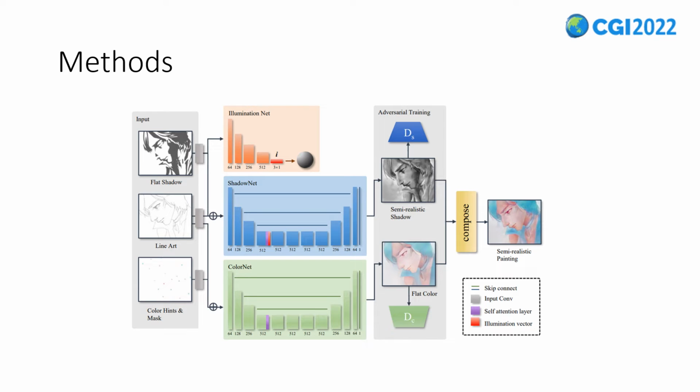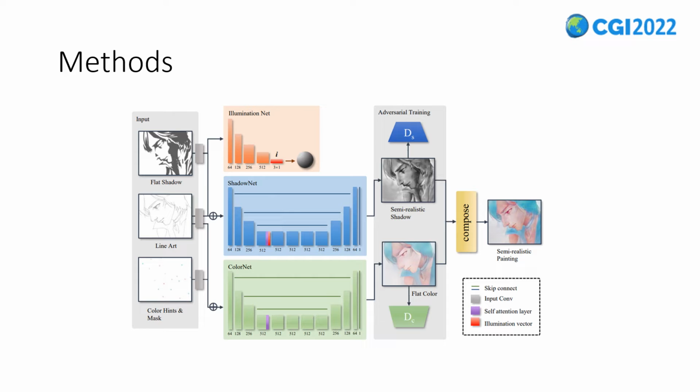Now, I will introduce our method. This picture is a flowchart of our framework. It consists of three networks. The orange part is the illumination net. We input the flat shadow into it. It uses 5 convolution blocks to predict a light direction, as this red vector. Flat shadow and line art are input into the shadow net to produce a semi-realistic shadow.